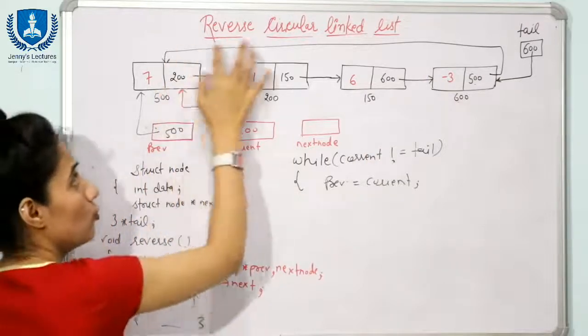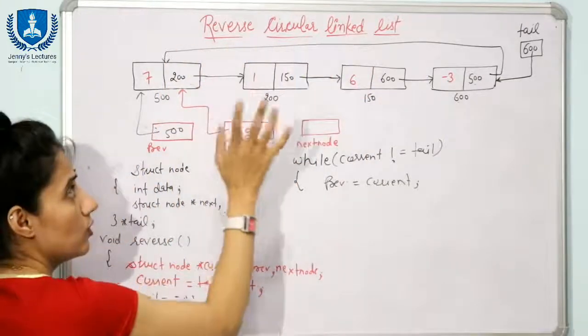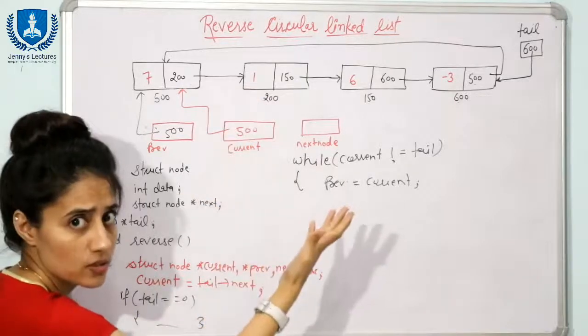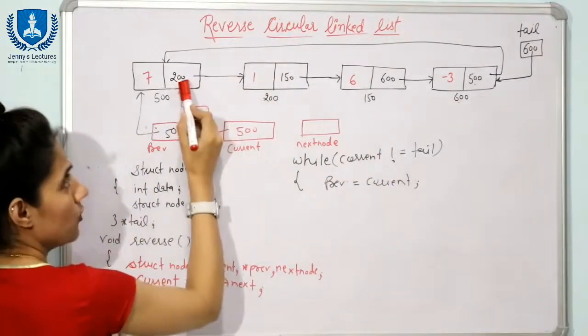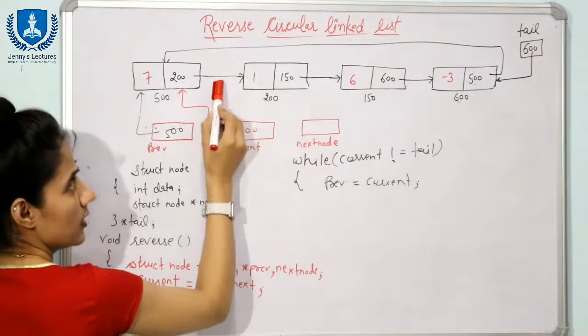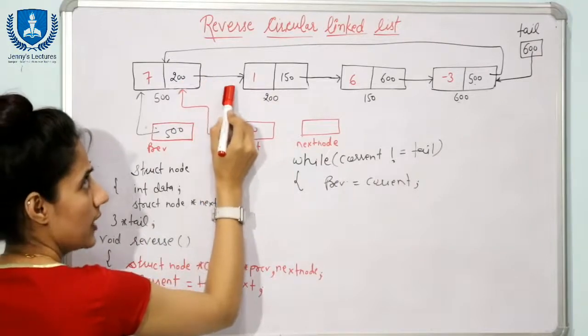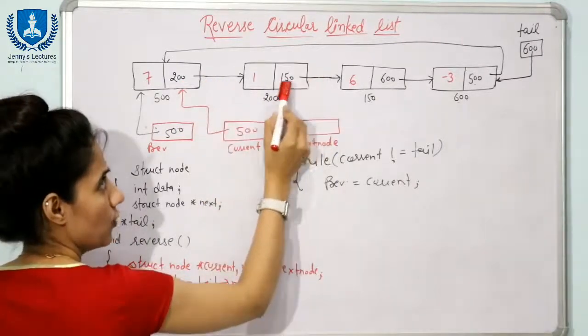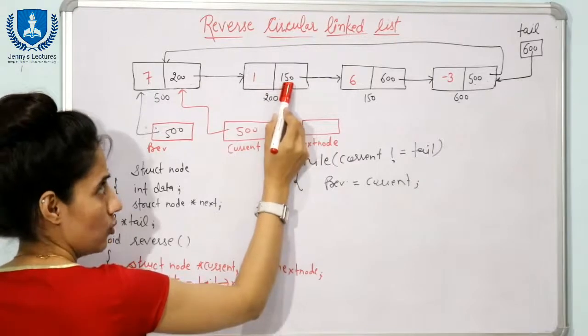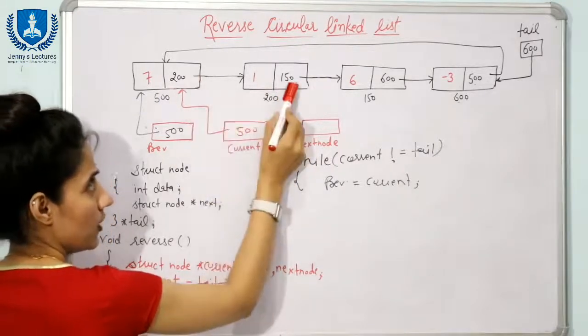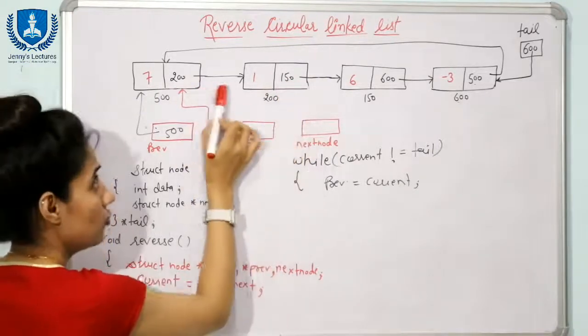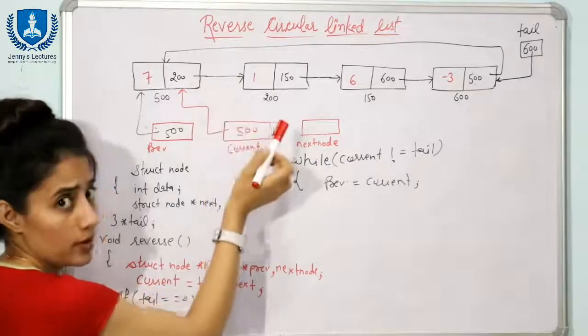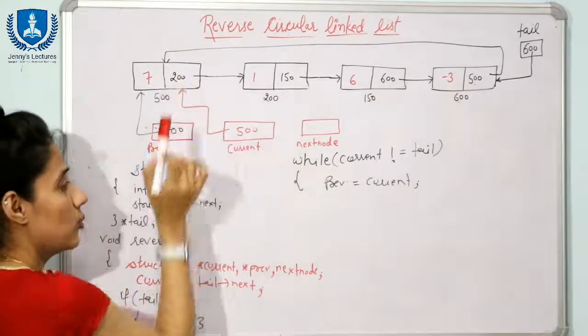So first of all, we are not going to reverse this link, we are going to reverse what? The next links. It means we are not going to change this value, and we are not going to break this link, right? So this link is still there. We are going to break this link first of all. We are going to store here what? The address of the previous node, that is 500. Fine. And this link would still be there. At last we will update this pointer.